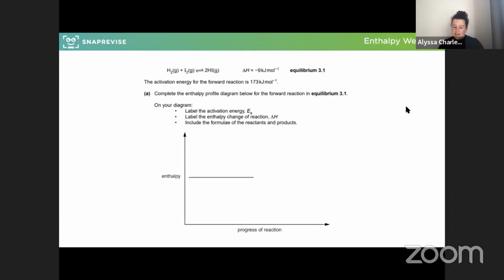It then says the activation energy for the forwards reaction is 173 kilojoules per mole. It hasn't given us a positive sign, but it is a positive value because activation energy should always be a positive value. It's always energy going into a system, so it should always be a positive value. It then says, complete the enthalpy profile diagram below for the forwards reaction in equilibrium 3.1. On your diagram, label the activation energy, label the enthalpy change of reaction, and include the formulae of the reactants and the products. So they want to make sure we know exactly what we're talking about.